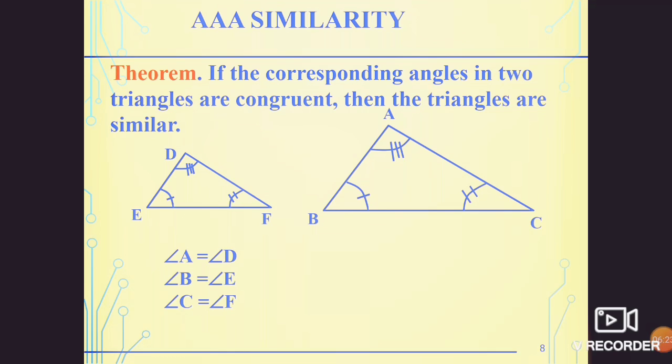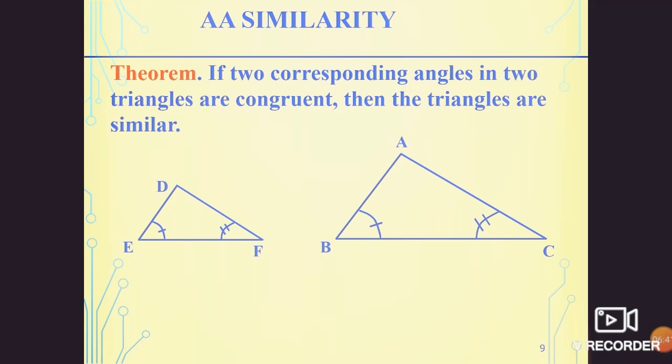So that's why by triple A or AAA similarity criterion, if we can prove that the corresponding angles are equal, then we can say those two triangles are similar to each other. We have the AA similarity criterion as well. This is actually the extension of the AAA similarity criterion. It's not a separate thing, it's the same thing. What does it say? If two corresponding angles in two triangles are congruent, then the triangles are similar.